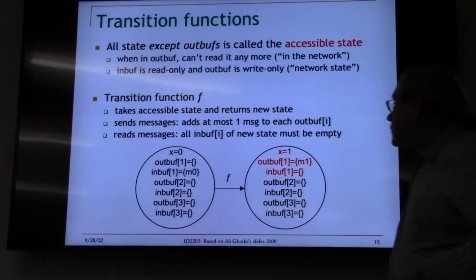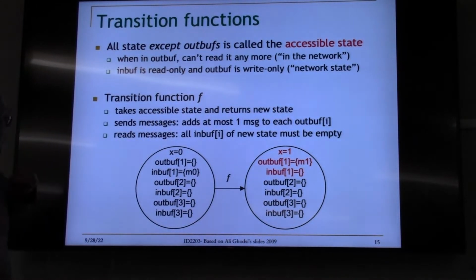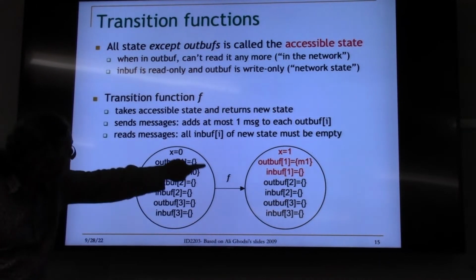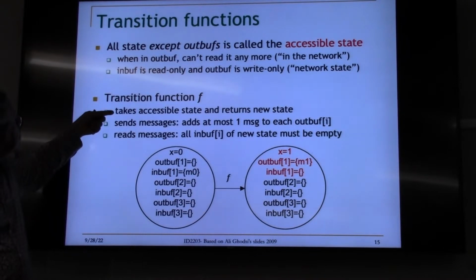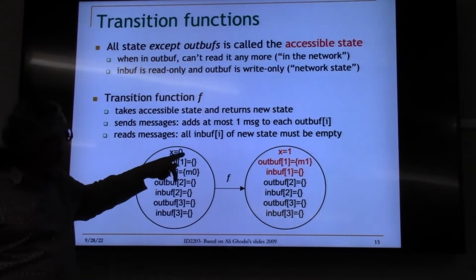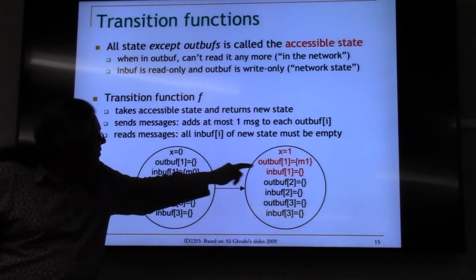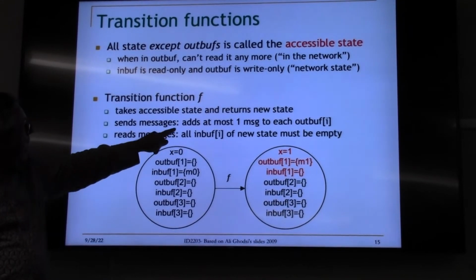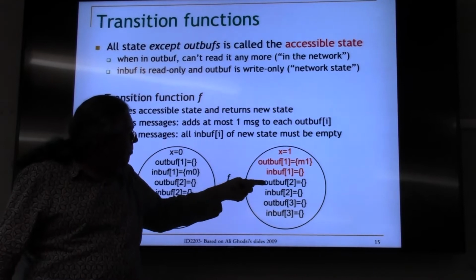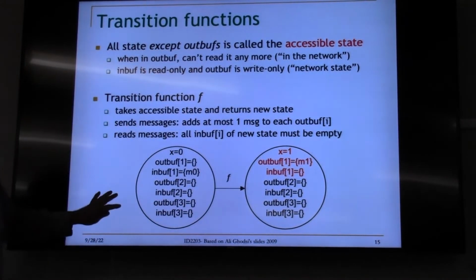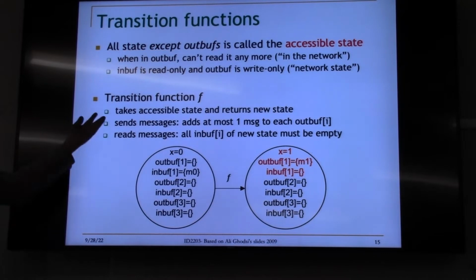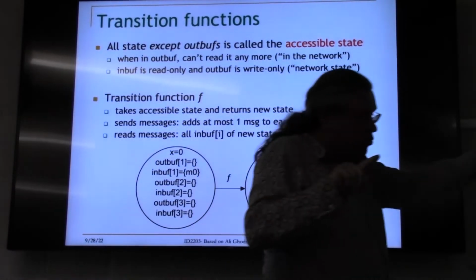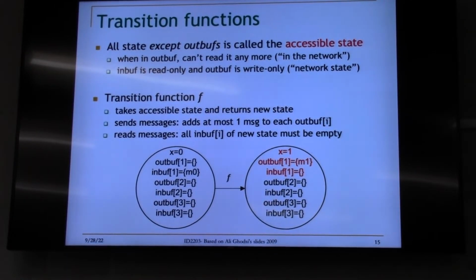Okay? And so we have actually a function f that we can define that takes all of this as input. It's mostly the accessible state. And in the output, it will read all the inbuffs, it will read the local variables, and it will send messages. It will add at most one message to each outbuff. So that's how we're going to define it. If you want to send two messages, then you need to make two transitions. Okay? But we're only allowing a message on each outbuff. In one transition, one message on each outbuff.